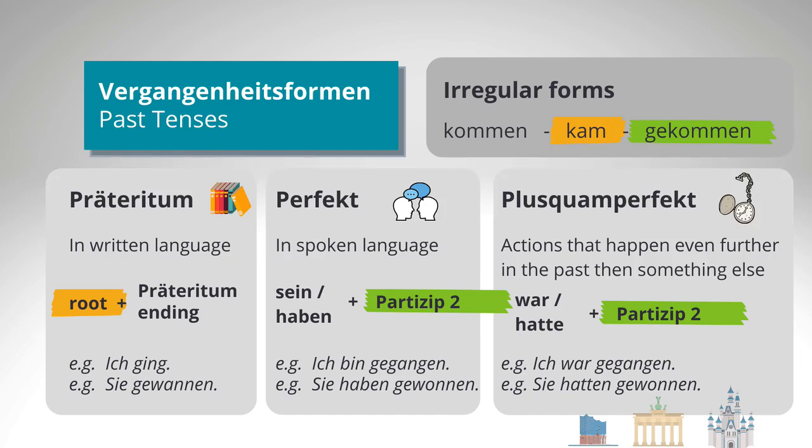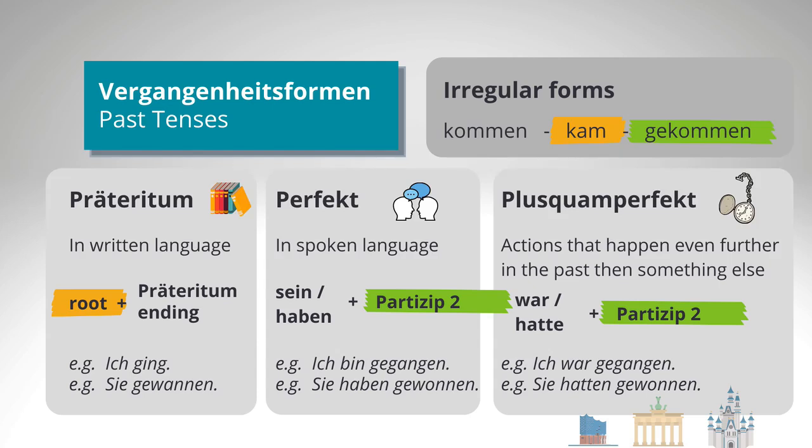And our third form is our Partizip 2. Gekommen. So we can also find all of the irregular Partizip 2 forms here in this table. The third form of the irregular verbs is always the Partizip 2. And as you can see, often the exception is that the ending is not a t, but an en. And that can also be seen in our example sentences. Ich bin gegangen, Sie haben gewonnen. Those are all examples for irregular Partizip 2 forms. And that's basically it. That's all you need to know about the past tenses in German.